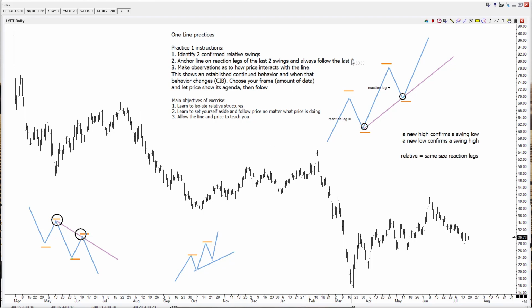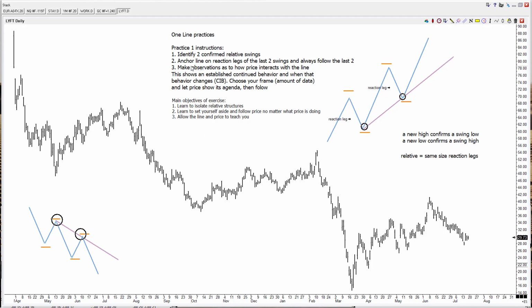And always follow the last two. Okay, that means it's going to be rolling. All right, so if price comes up here and gives you a same size reaction leg and a new high, then this is going to shift from these two. Right, it's going to shift from here to here, and then you're going to follow these two. So you're always going to follow the last two. So always follow the last two swings. That's all that means.